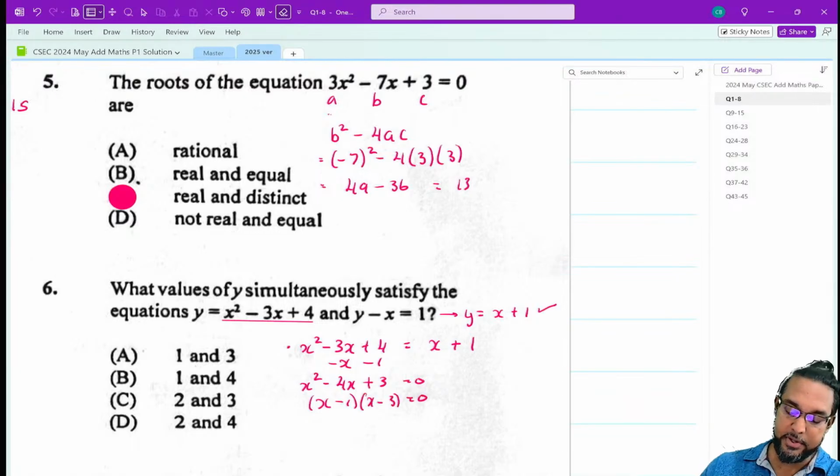Now when you multiply two things and you get 0, or any number of things and you get 0, clearly one of the factors has to be 0. So if x minus 1 is equal to 0, x has to be 1.